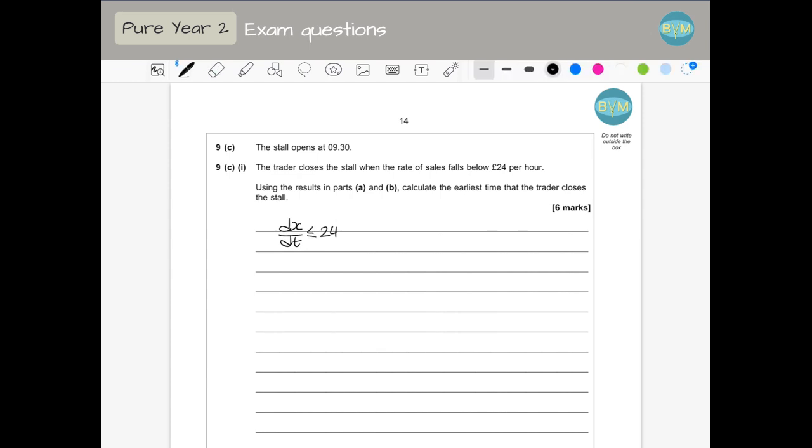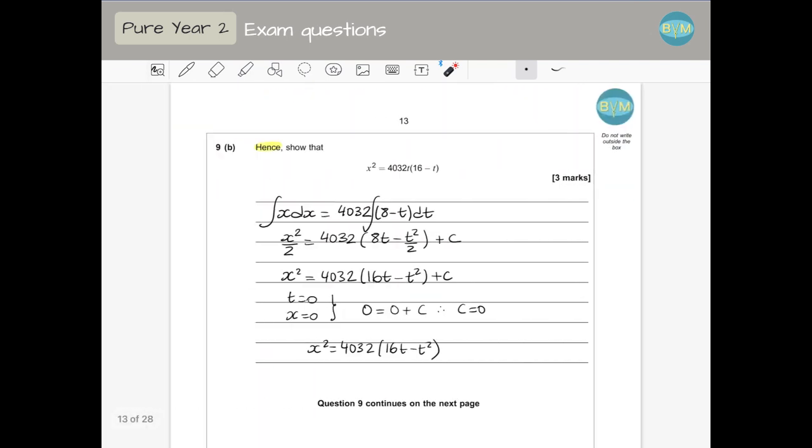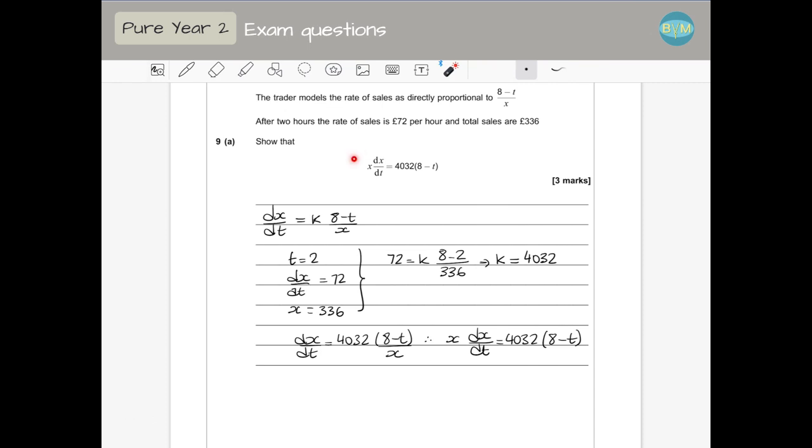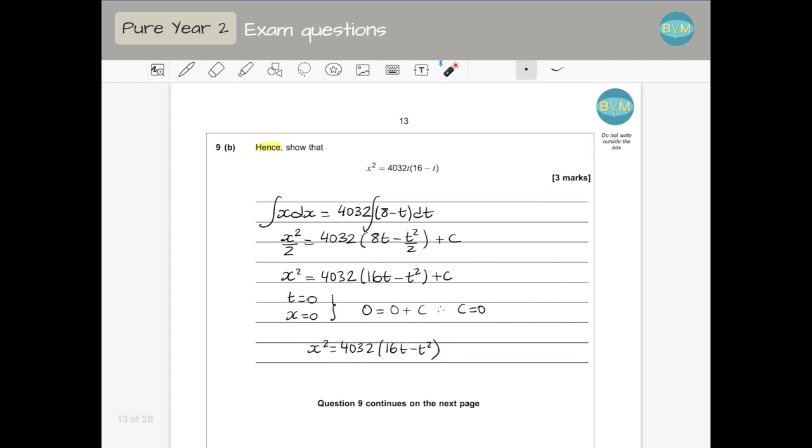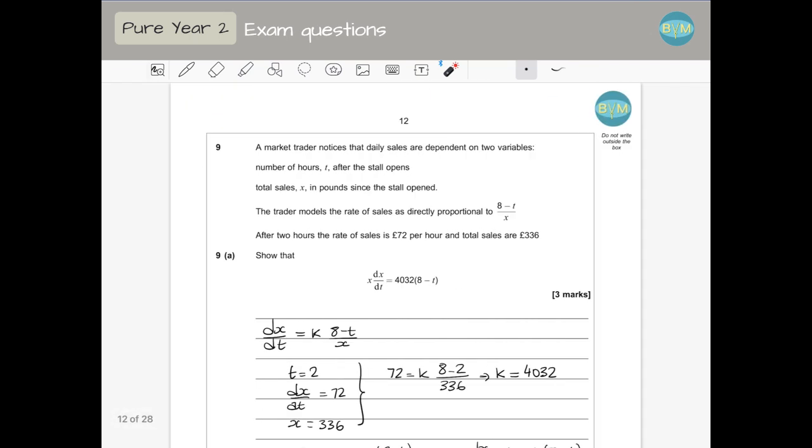Using the results in parts A and B, calculate the earliest time that the trader closes the stall. A is this differential equation, and B is the connection between x and t. So what we know is this is 24 when the person closes the store. So 24x is going to be this expression here.